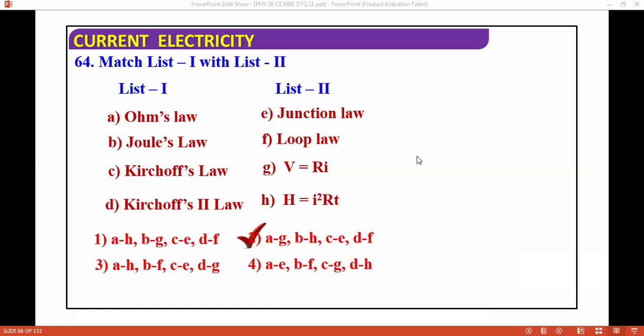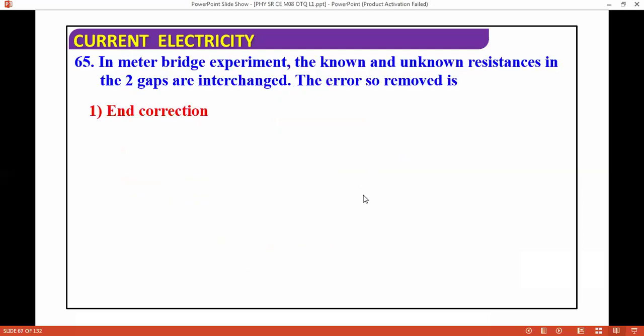Next question, meter bridge. In the meter bridge experiment, the known and unknown resistances in the gaps are interchanged. The error so removed is basically what we are doing. This is known and this is unknown. So I'm interchanging them. What will happen?